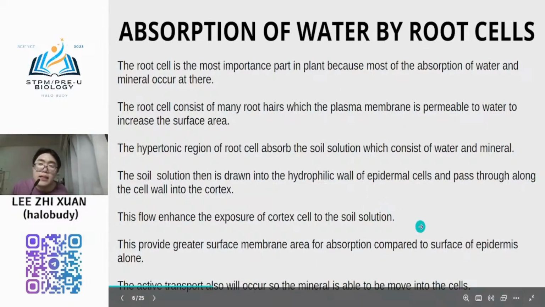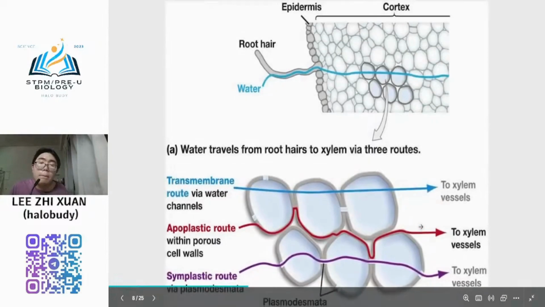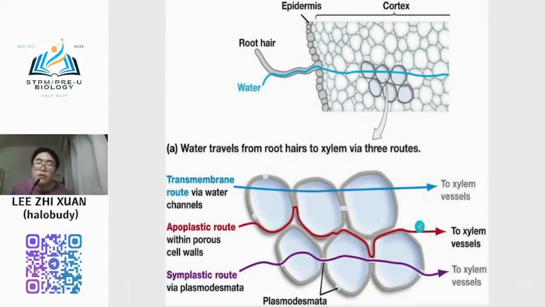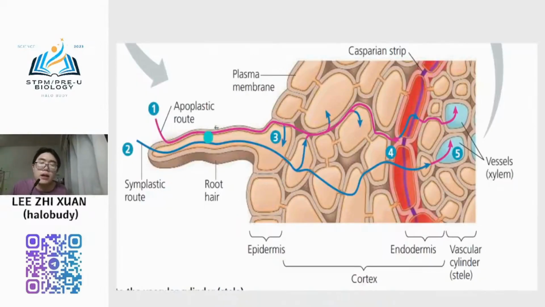Okay, next I will go to the water pathway. Once the water enters the root hair, it will pass through the cortex tissue and then enter the root xylem. So you need to learn about the pathway of water molecule movement from the root hair into the xylem vessel.